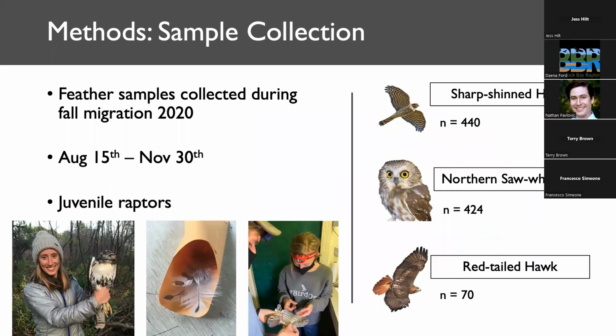So for my research, I collected feather samples during the fall migration season of 2020. And this season went on from about mid-August till the end of November. I collected feathers from juvenile raptors since we could be fairly confident that those feathers were grown on or near the breeding grounds. And these are the 3 species that we collected from: sharp-shinned hawks, Northern Saw-whet Owls, and red-tailed hawks, with the number of individuals that we collected from.